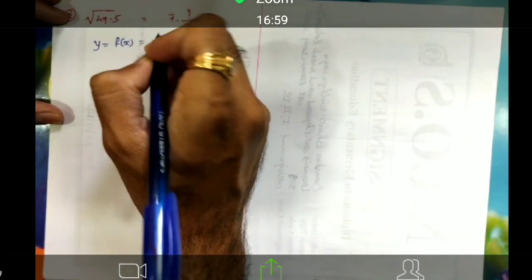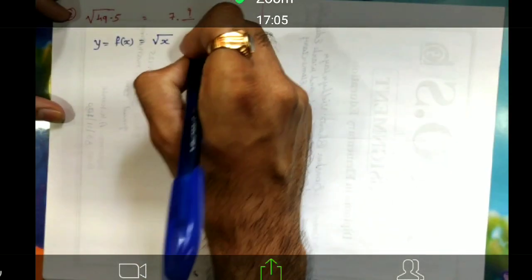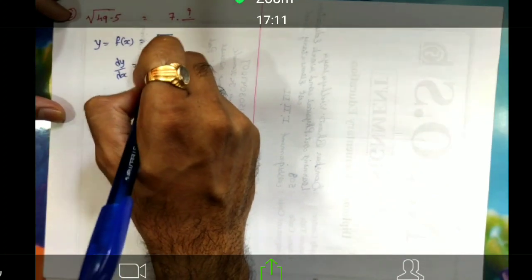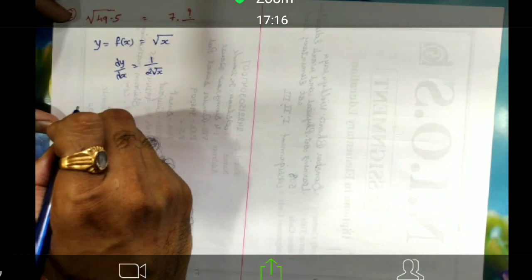So first step, you have to identify the function. So the function is y equal to f of x, which is in the form of a square root. So our function is y equal to square root of x. This is our function. And we also require its differentiation. So dy by dx will be 1 upon 2 root x. Done.